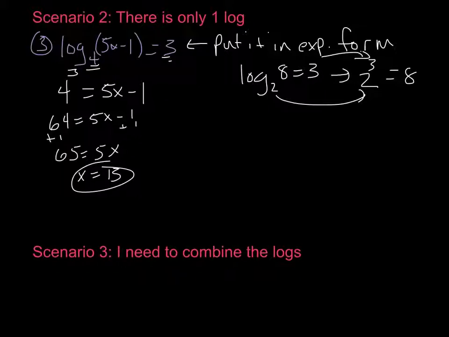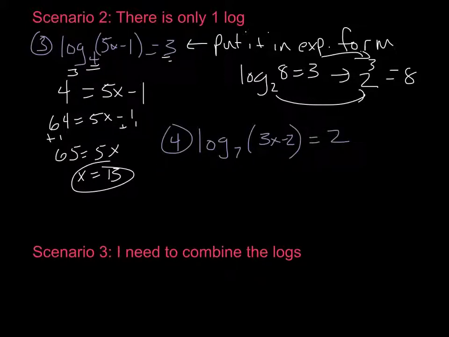If I did, call this one number 4, if I did log base 7 of 3x minus 2, that would equal 2. Okay, so log base 7 of 3x minus 2 equals 2, and I want to solve this. Again, I can go to exponential form because there's only one log, so it's pretty easy to do, right?